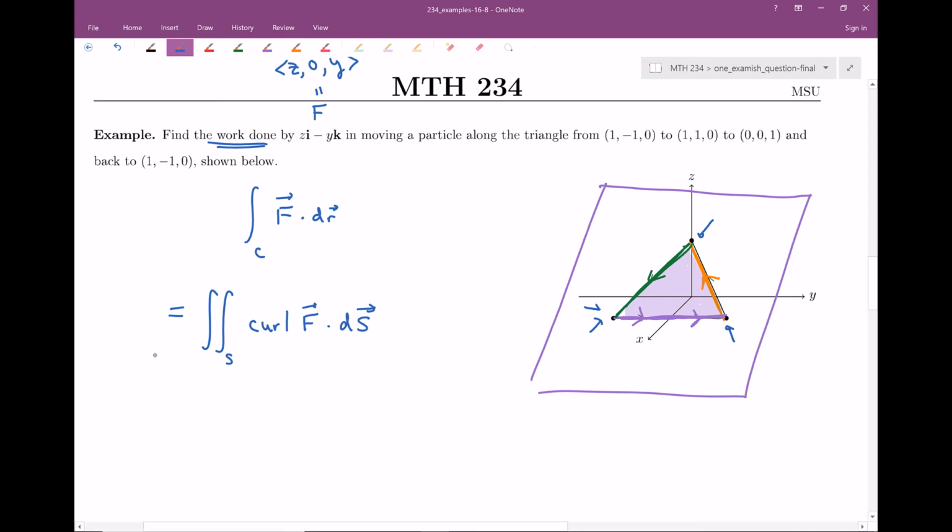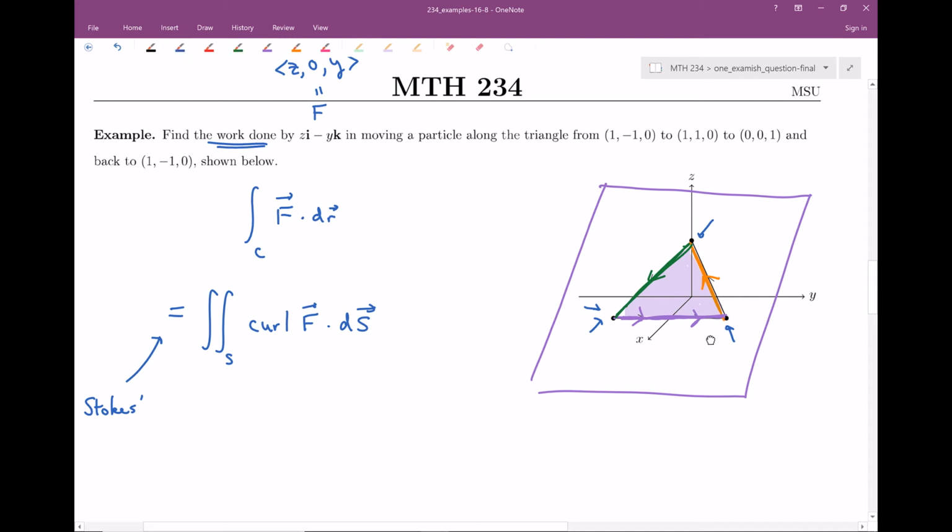So this is now Stokes Theorem. This is how we're using it to make our life a little bit easier. Instead of three line integrals, we only have to calculate one surface integral, because it's just one surface here. All right, so let's get to work. We need the curl of F.